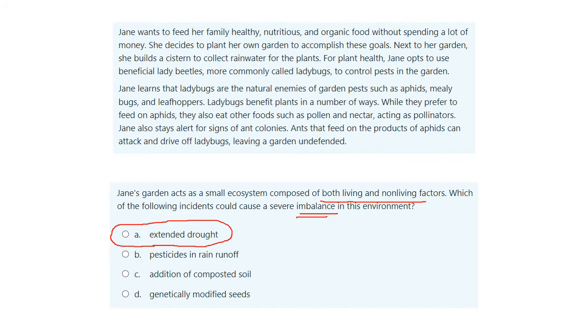Pesticides in the rain runoff might affect some animals, but not widely. Addition of composted soil might make things grow more, and if more plants are growing, then more animals can survive. So that would be positive, not negative, and an imbalance would be a negative thing. And then genetically modified seeds would alter the ecosystem. There'd be new plants growing, but they could be good or bad. We don't know. Some genetic modifications are good, others can be damaging for other organisms that live in the same place, but we don't know. So only A is a huge negative effect.